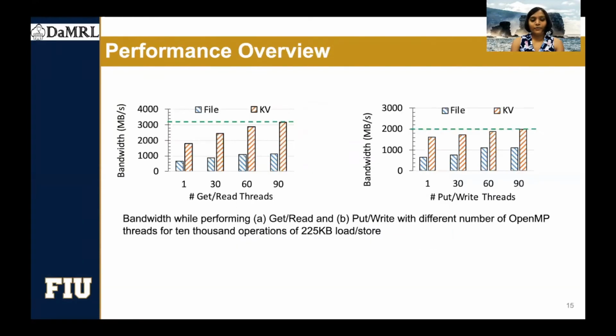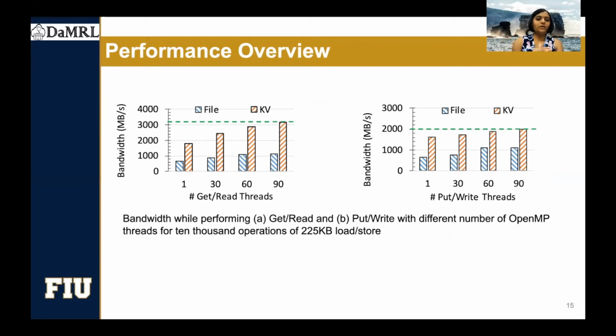So looking at the performance overview, first, in this figure, we are comparing the bandwidth of performing get or reads or performing put or writes while using file-based block infrastructure, block device, and key value-based key value device. We see that on the x-axis, when we increase the number of threads, the bandwidth increases as we expect.